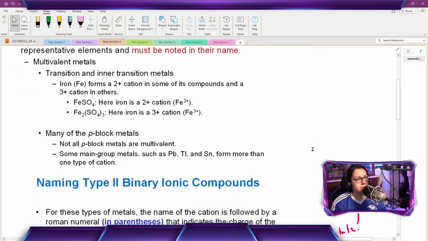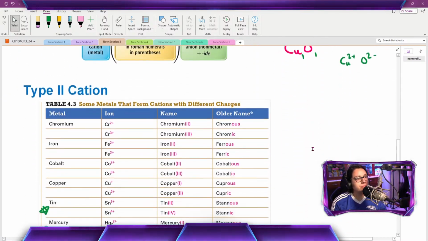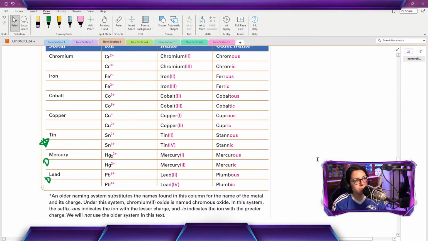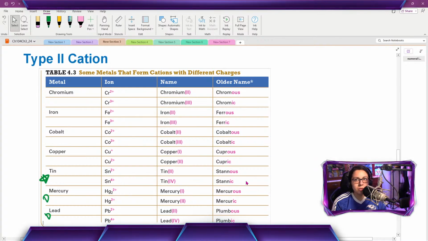All right, questions. So again, we don't need to know the older naming system. I'm not testing you on that. This is just more for your information.